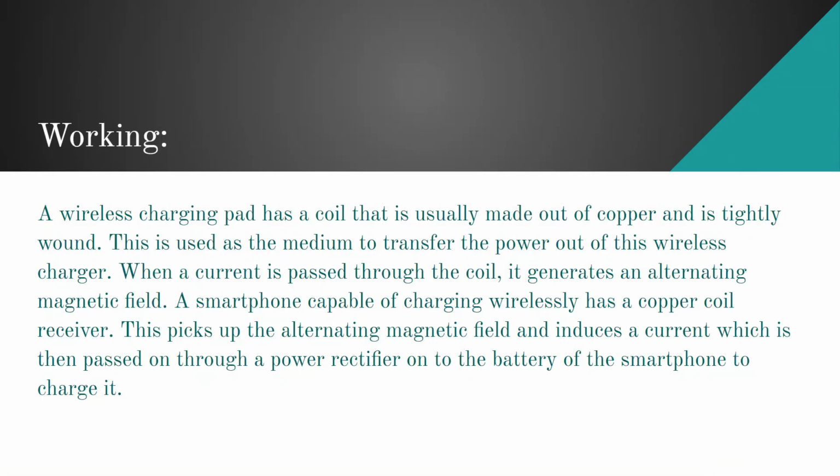Working of wireless mobile charging. A wireless charging pad has a coil that is usually made out of copper and is tightly wound. This is used as the medium to transfer the power out of this wireless charger. When a current is passed through the coil, it generates an alternating magnetic field. A smartphone capable of charging wirelessly has a copper coil receiver. This picks up the alternating magnetic field and induces a current, which is then passed on through a power rectifier onto the battery of the smartphone to charge it.